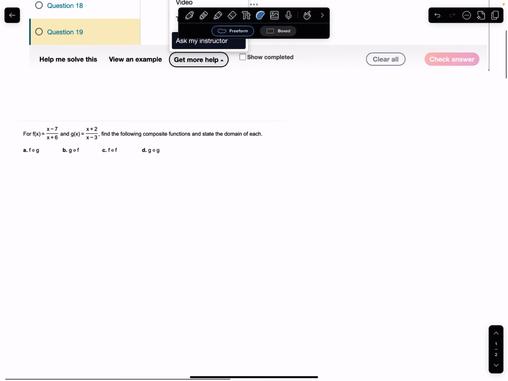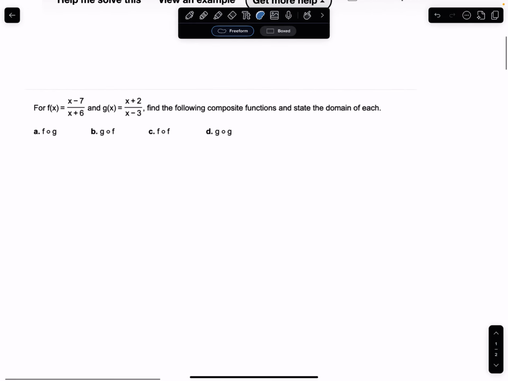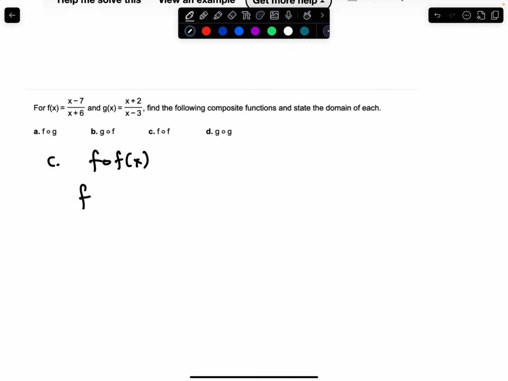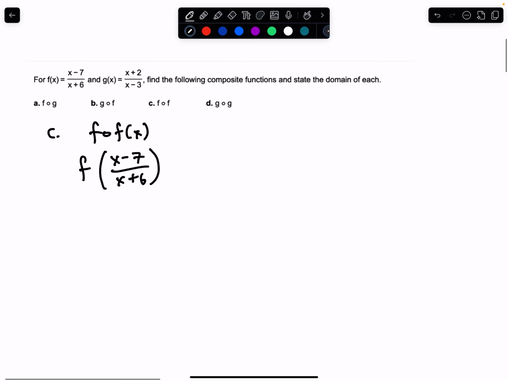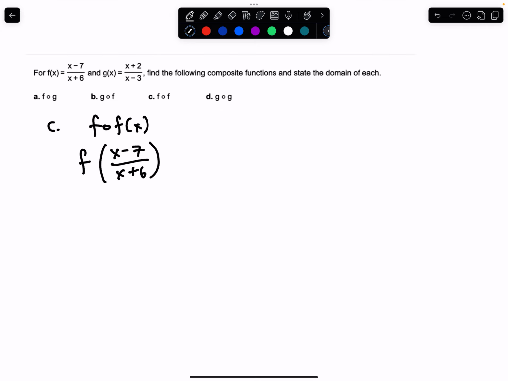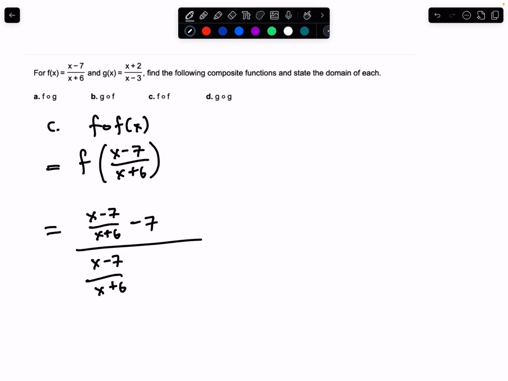Okay. All right, so now we have f of f and g of g. Those are the last 2 left. So f of f, this is c. F of x. What is f of x? F of x is x minus 7 over x plus 6. That's f of x, yeah? So now I'm going to take f of that, which means this is x minus 7 over x plus 6 minus 7 over x minus 7 over x plus 6 plus 6.